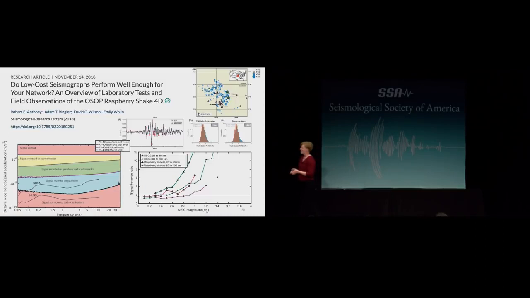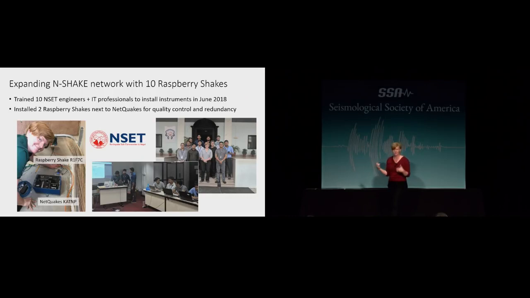I've done a lot of work with colleagues at the Albuquerque Seismo Lab to assess the performance of these instruments, and the answer to this question, do they perform well enough for our network, in the case of Nepal, is overwhelmingly yes. So in June of 2018, we brought 10 units over to Nepal.